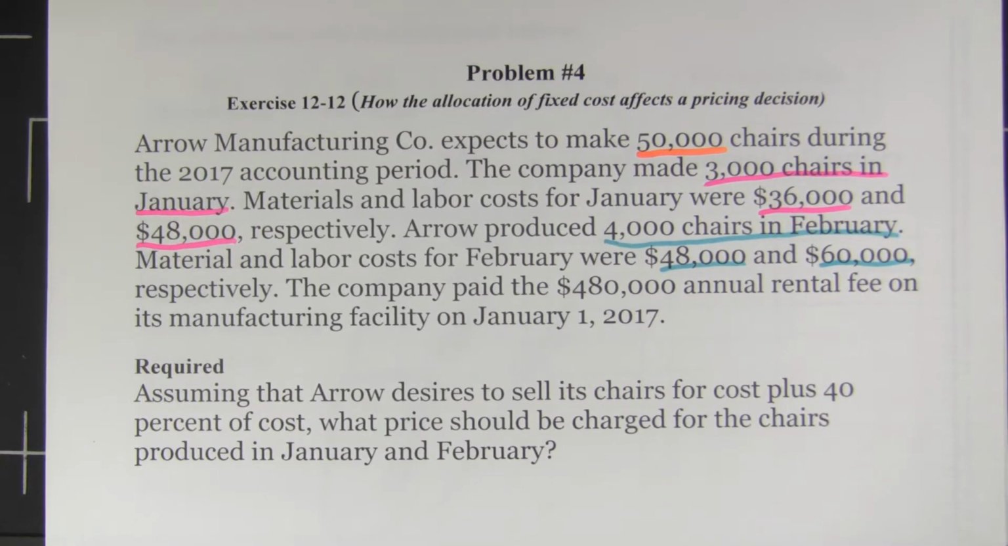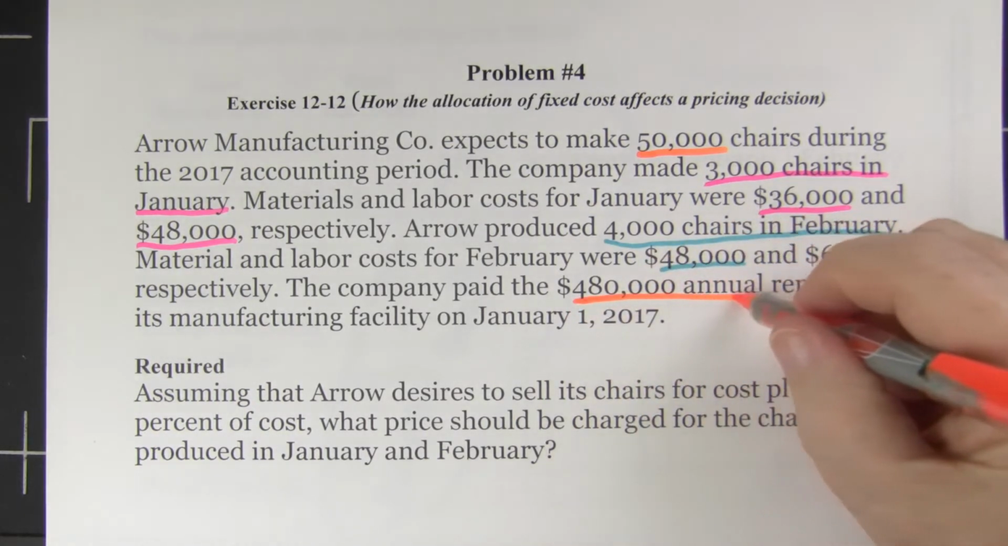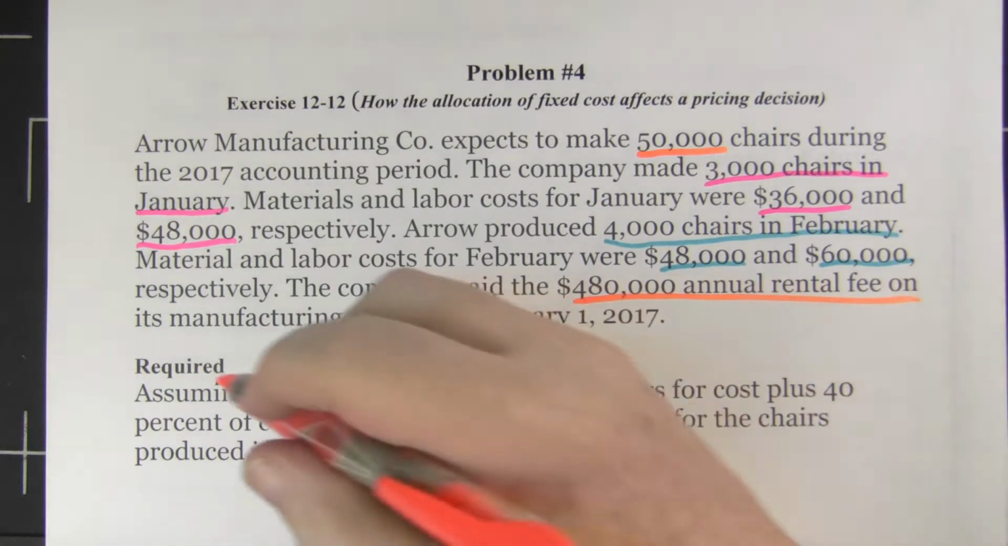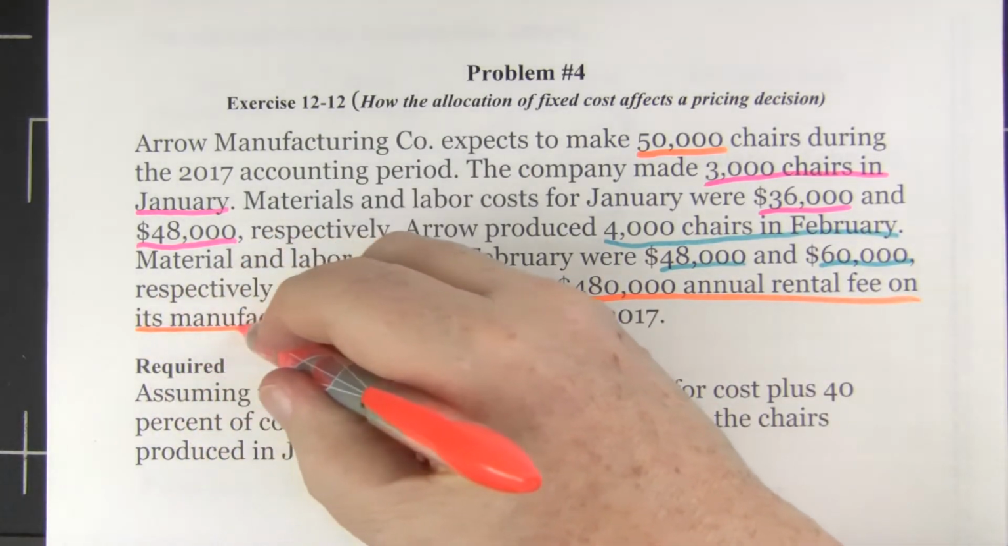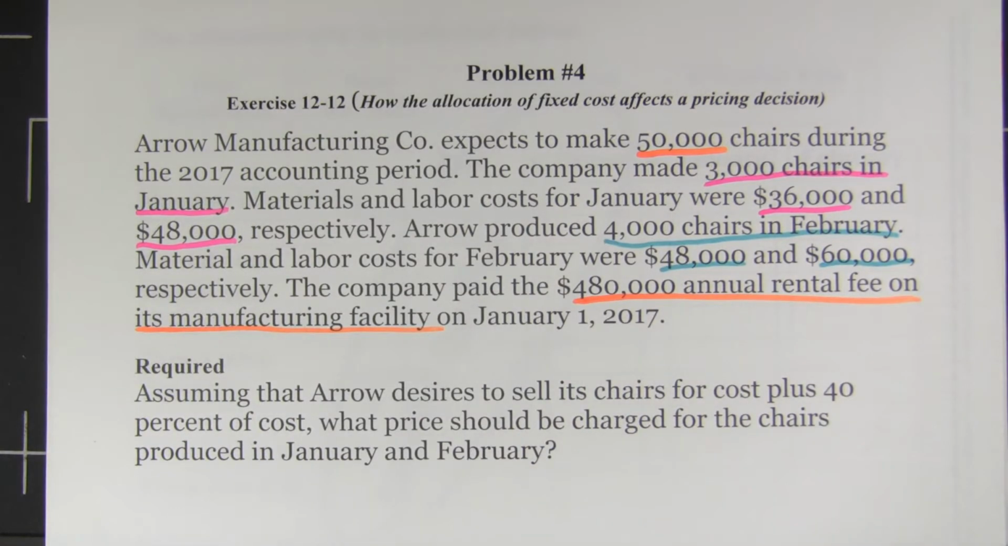And the company paid $48,000 annual rental fee for their production facility. So apparently they rent the facility, the tools, everything. Now, it would be nice to know if the accounting period and the annual fee were the same period. They don't tell us that. We'll have to assume that they do.